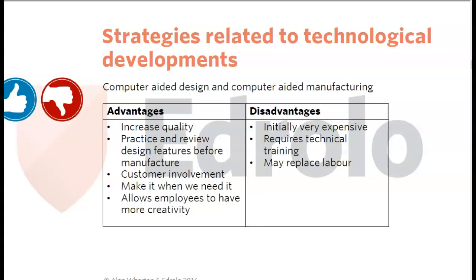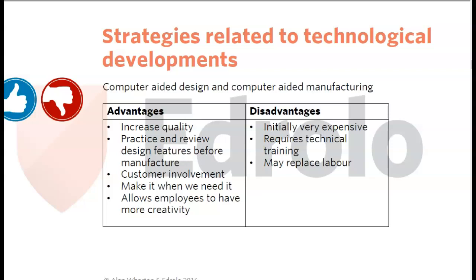Right, so the advantages of CAD and CAM now. We're looking at those advantages and disadvantages together. The advantages for both of them are that they increase quality. They practice and review design features before manufacture, so there's less wastage because you can actually design something in the CAD system before going to manufacture. There's customer involvement. You make it when you need it, and it allows employees to have more creativity in the design phase. The disadvantage for either of them is that initially both processes are very expensive.